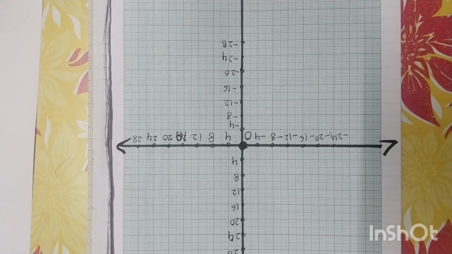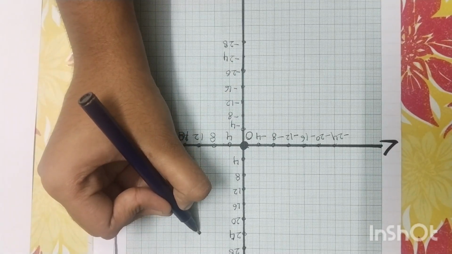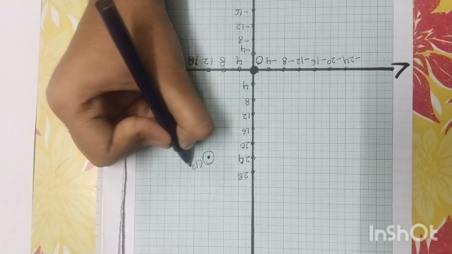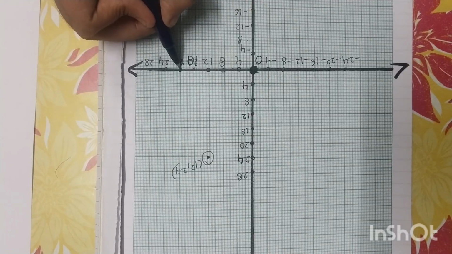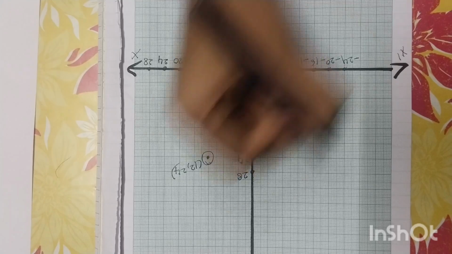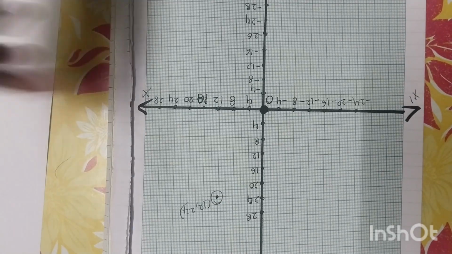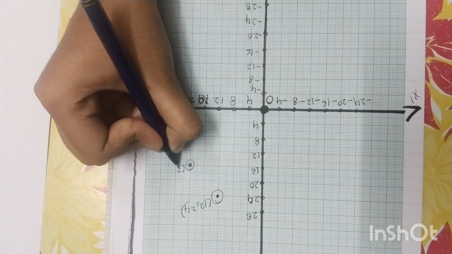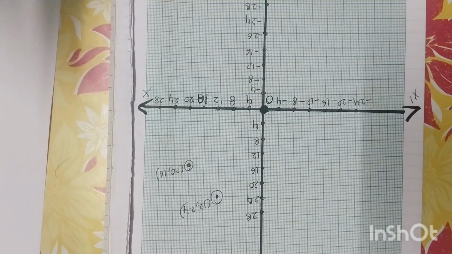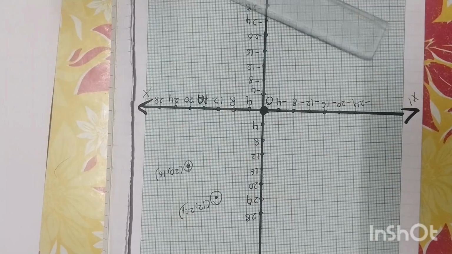So 12 comma 24. So 12 in x-axis, 24 in y-axis. So this is my point here. So it is 12 comma 24. And my next point is 20 comma 16. So 20 in x-axis. So this is x, x dash, y, and at last here y dash. Okay, so now my next point is 20 in x-axis and 16 in y-axis. So this is my point. So it is 20 comma 16. So these 2 points are for my first equation. So I'm just going to join both these points.